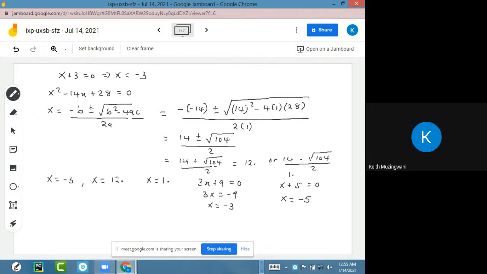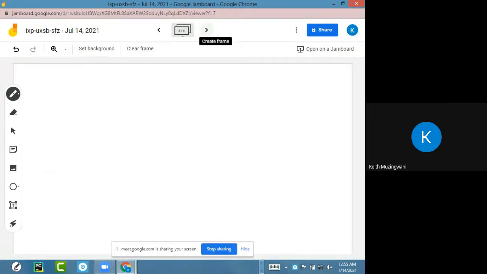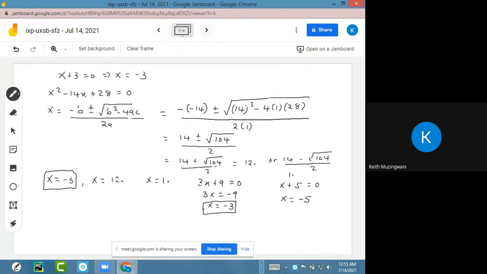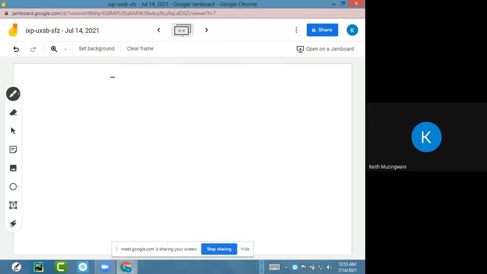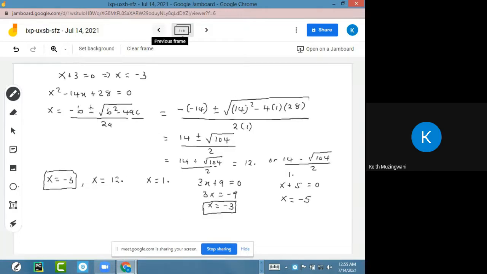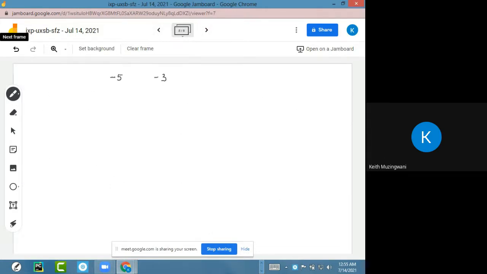So we have 1, 2, 3, 4, 5 critical values, but negative 3 has repeated, so it will only appear once. So we have 1, 2, 3, 4 critical values. So now we can test. Which one is the smallest? Negative 5. So we'll have negative 5, negative 3, and then 1 point something, and then 12 point something.